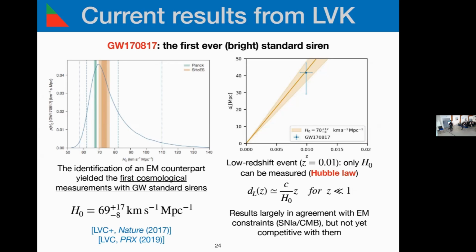I will skip this slide. The only important thing here is that GW170817 was quite close, so basically we could only fit H naught, and we couldn't fit any other cosmological parameter.